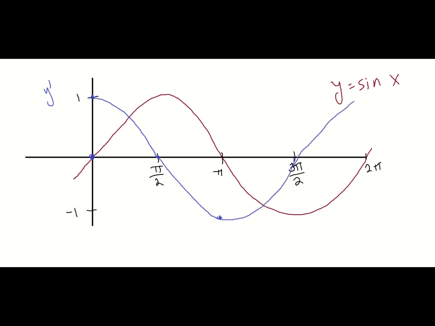If we continue this, we see that the graph of the derivative looks like the graph of cosine x. In other words, the slope of the sine graph at each point matches the value of the cosine graph. Notice where sine is increasing, cosine is positive, and where sine is decreasing, cosine is negative.